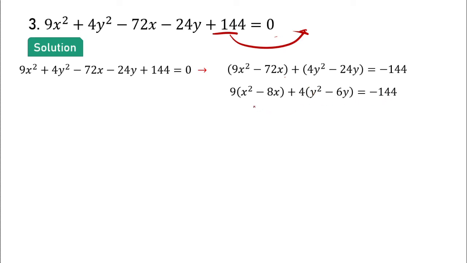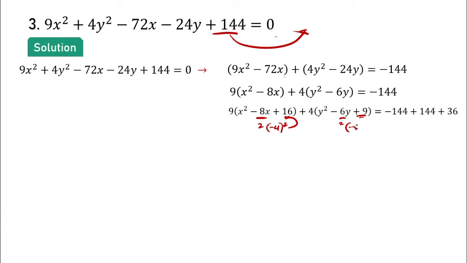So this is the time we're going to complete the square. So that is 9 times quantity (x squared minus 8x plus 16). Why 16, sir? Because we're going to divide by 2, so it gives us negative 4 squared. So that gives us 16. And here naman, why 9? Because negative 6 divided by 2 gives us negative 3 squared, and that is 9. So that's how we're going to do it by completing the square.